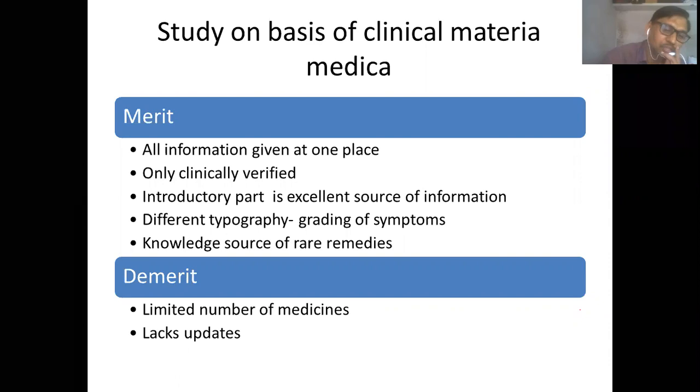And unfortunately, there are also certain demerits. The demerit of this method is that there are only a limited number of medicines, and regular updating work is not done properly. These are the merits and demerits, and then lastly, the examples of this type of materia medica.